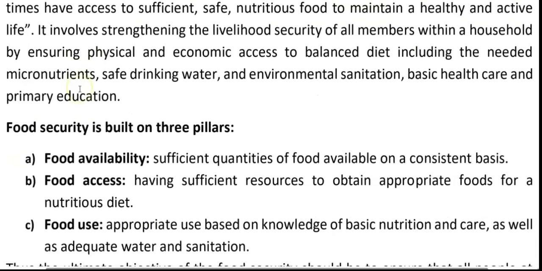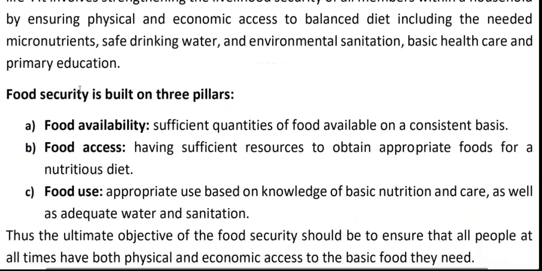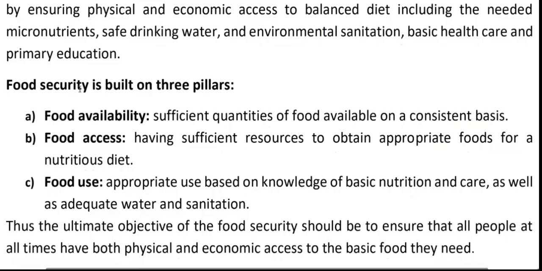And now we will see that food security is built on three pillars. That is, how do we ensure food security? So it is done on the basis of three core pillars, and those are food availability, food access, and food use. So as we can see, the ultimate objective of food security is to ensure all people at all times have both physical and economic access to the basic food they need.